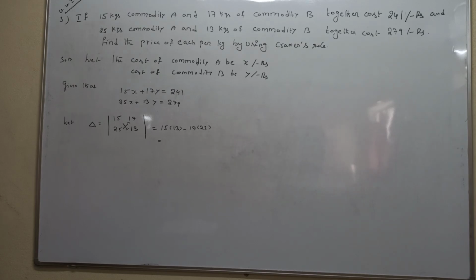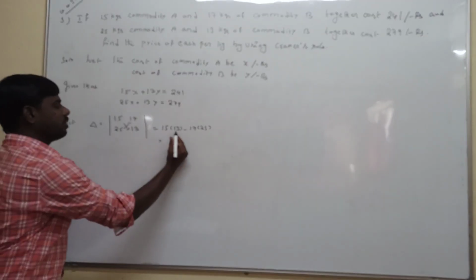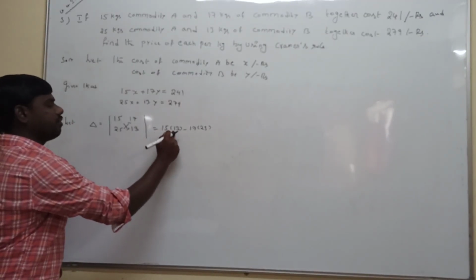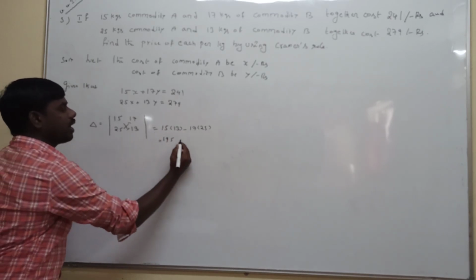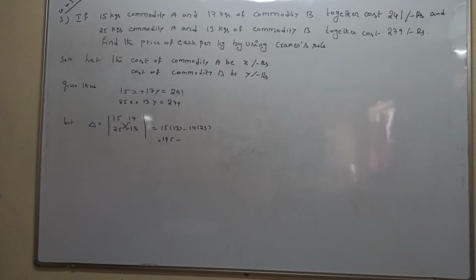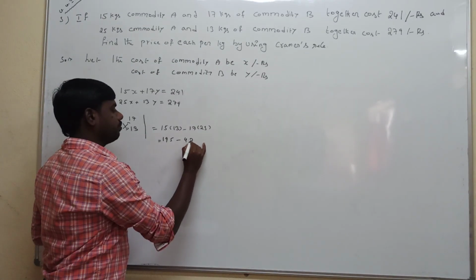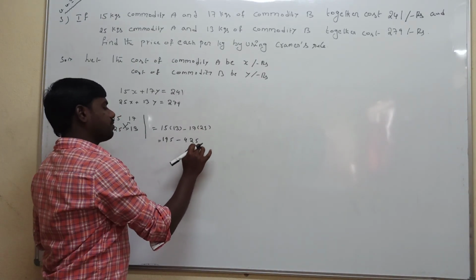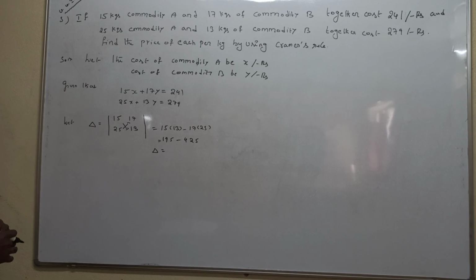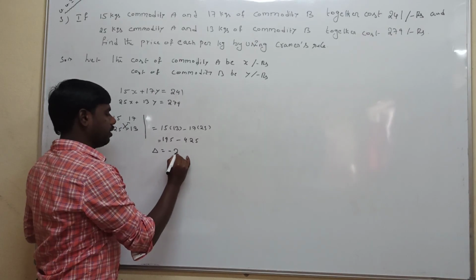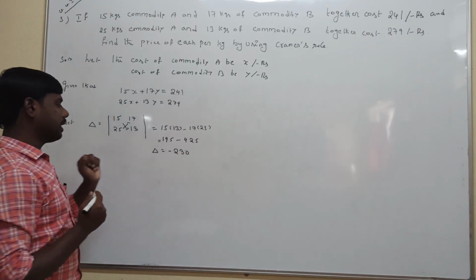After that we apply the cross multiplication method. 15 into 13 is 195. 17 into 25 is 425. After subtracting, delta is equal to 195 minus 425, which is minus 230. That is delta.